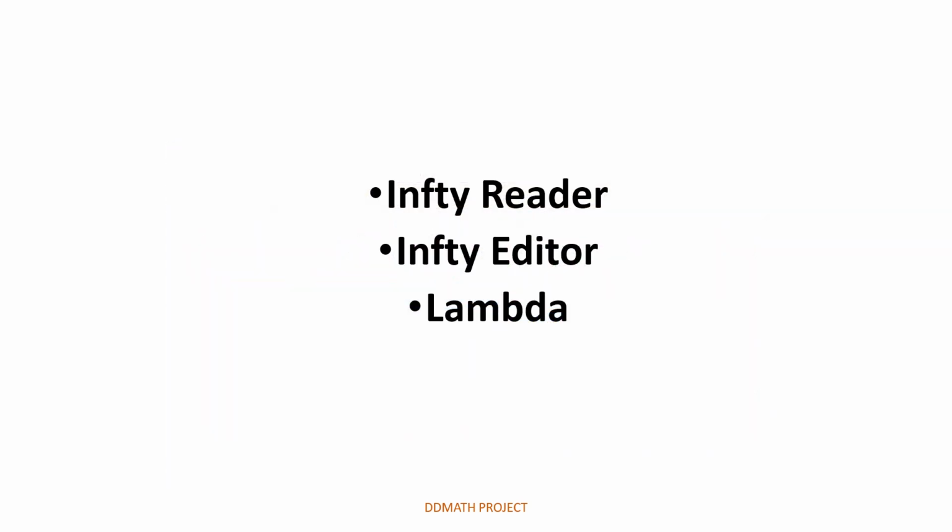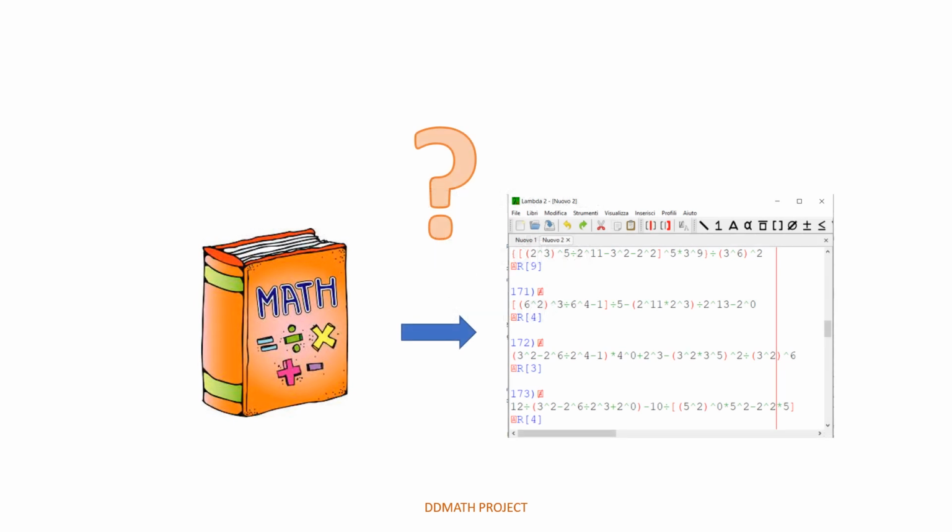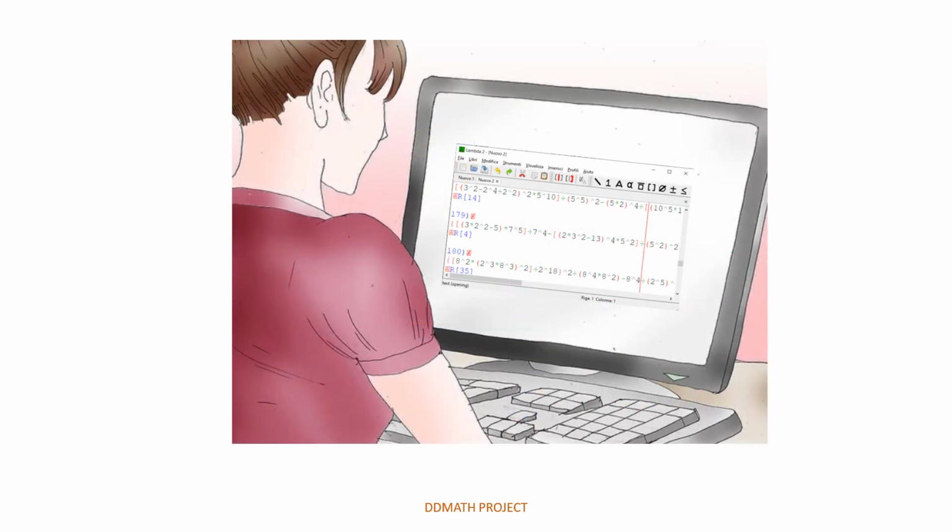Therefore, the fundamental steps for transcribing a page of mathematics from print format to Braille are three: recognition with InfyReader, correction with InfyEditor, importation and reading with Lambda. But let's go in order. To transcribe a printed mathematics book in black into Lambda format, for example into accessible Braille, through a PC, there are essentially three methods. The first method is very simple.